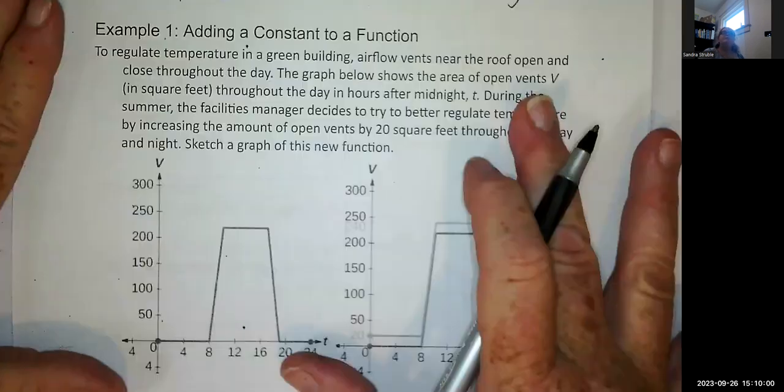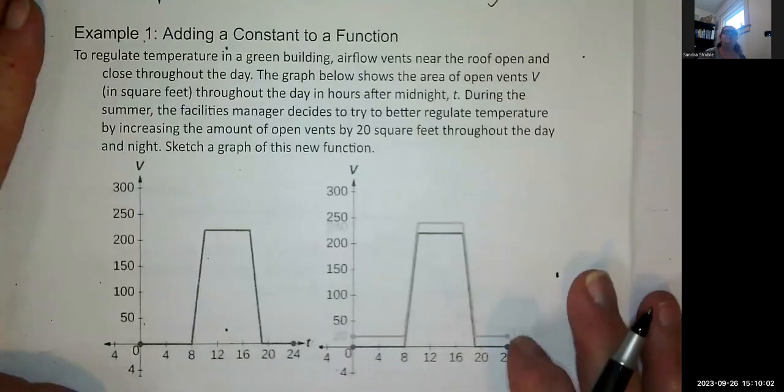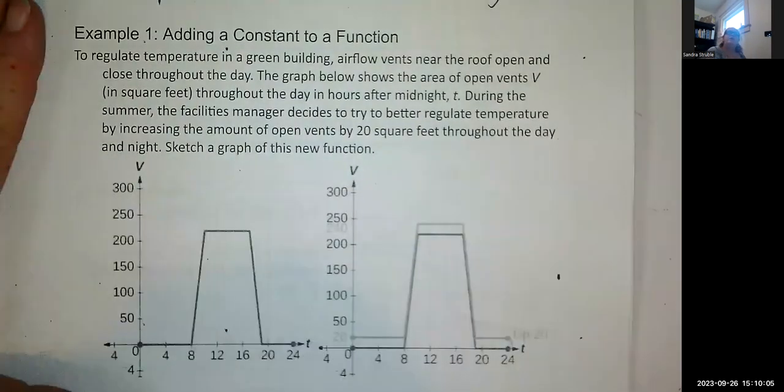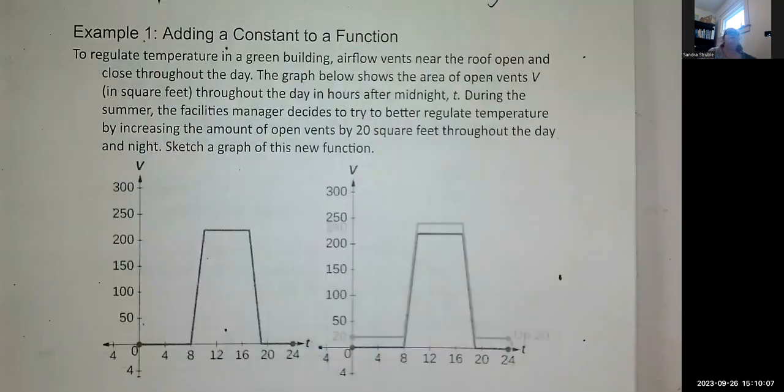Okay, this one is not going to be on the exam, but it's just to help you see what's happening with vertical shifting. So regulating temperature in a green building, the airflow vents near the roof open and close throughout the day. The graph below shows the area of open vents V in square feet throughout the day in hours after midnight, which they're calling T. During the summer, the facilities manager decides to better regulate temperature by increasing the amount of open vents by 20 square feet, so by the area throughout the day and night. Sketch a graph of this new function.